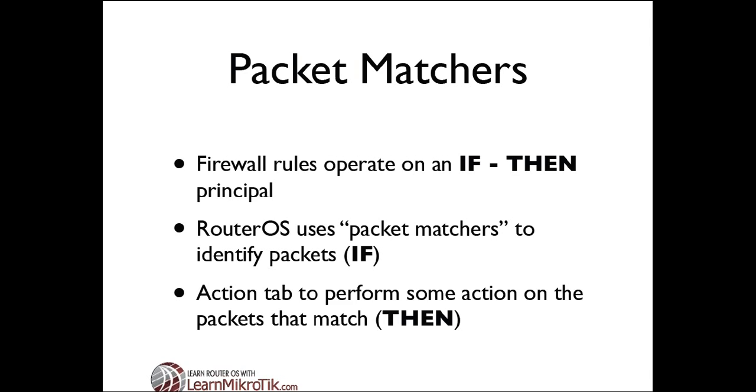Firewall rules operate on an if-then principle, and RouterOS uses something called packet matchers to identify the packets. That's the if part of the if-then. Secondly, there's an action tab on every rule that performs some action on the packets that match the if principle. So it's if-then. If a packet matches this criteria, then we're going to perform some function on the packet.